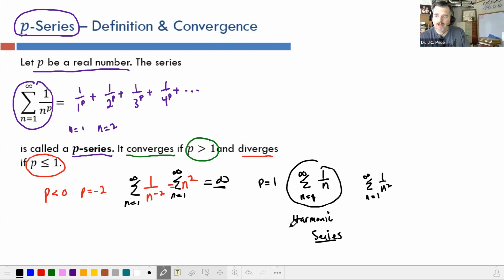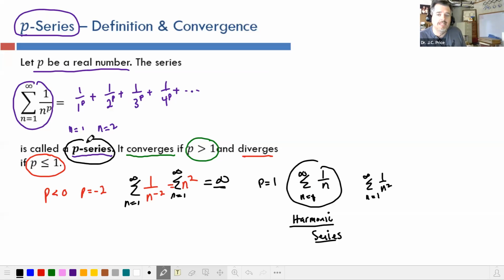I haven't said that to you guys yet, but I will start talking about it in some later videos, when we start talking about what's called conditional convergence. So this one actually has a name. It's called the harmonic series. But let's focus on p-series.